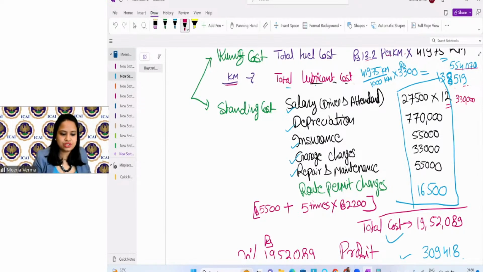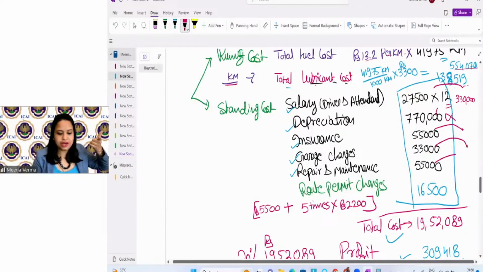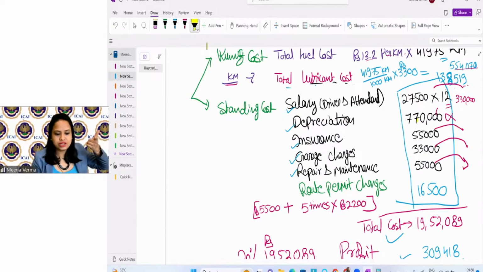If there will be inflation, the depreciation will remain same. But apart from depreciation, salary will increase by 8%. Insurance will increase by 8%. Garage charges will increase by 8%. Repair insurance will increase by 8%. What remains fixed? First, depreciation will remain fixed. And the second, the route permit charges will remain fixed.